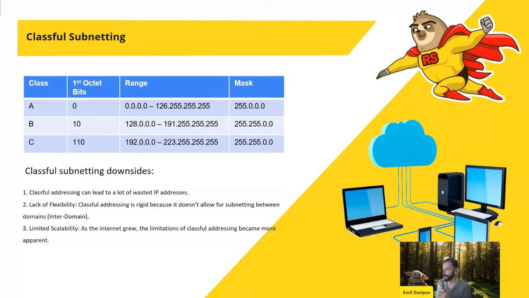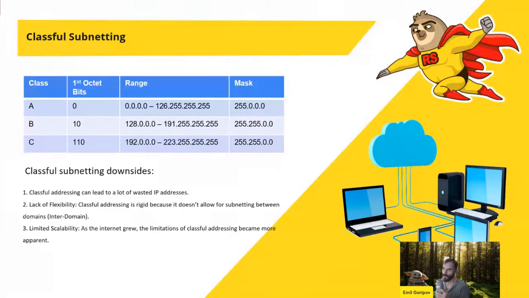So let's discuss classful subnetting. What is this? Classful subnetting consists of the classes, as you can guess, and you can see here in the table the class names A, B, C, and each class is represented by the first bits. For example, the range of class A is 0.0.0.0 until 126, with mask 255.0.0.0.